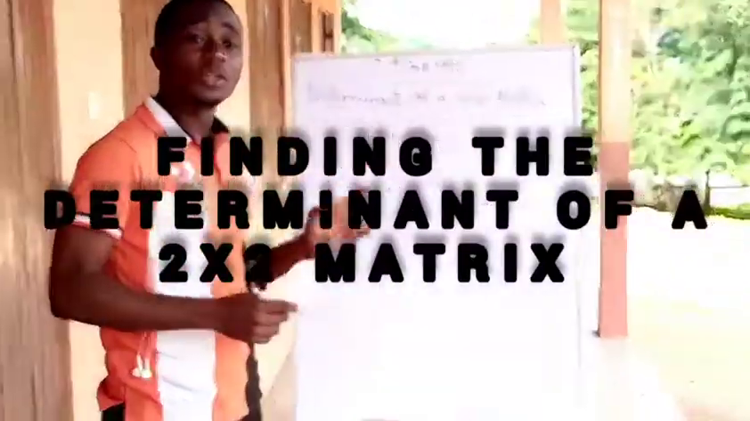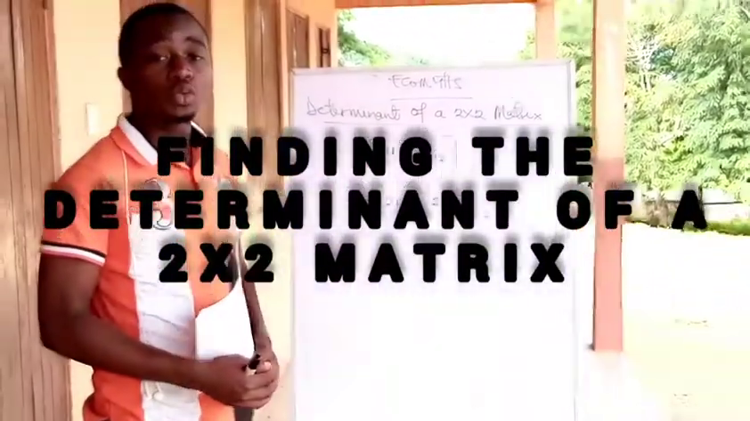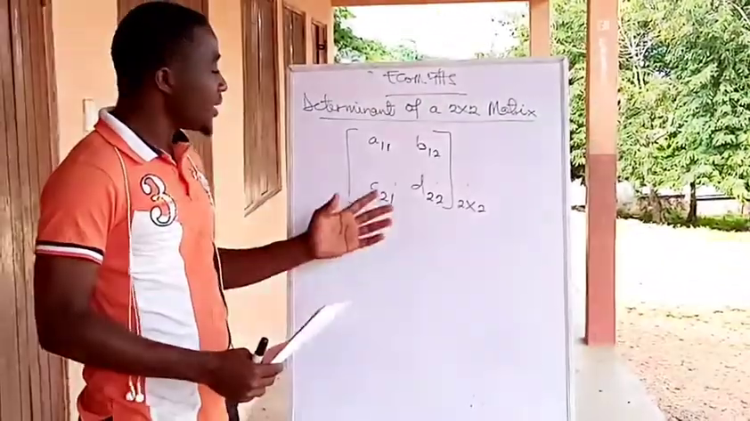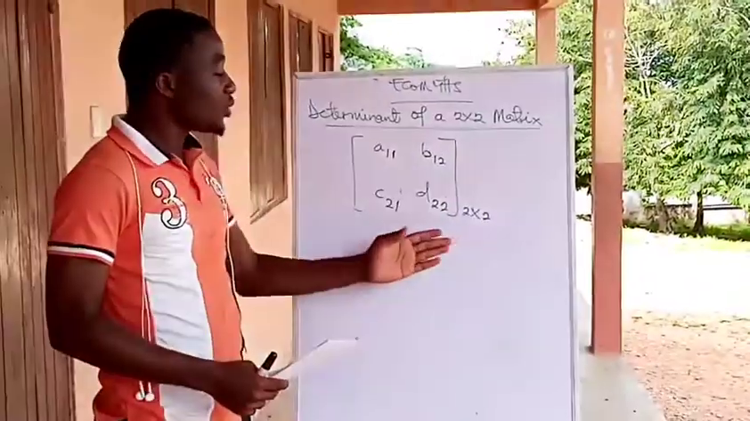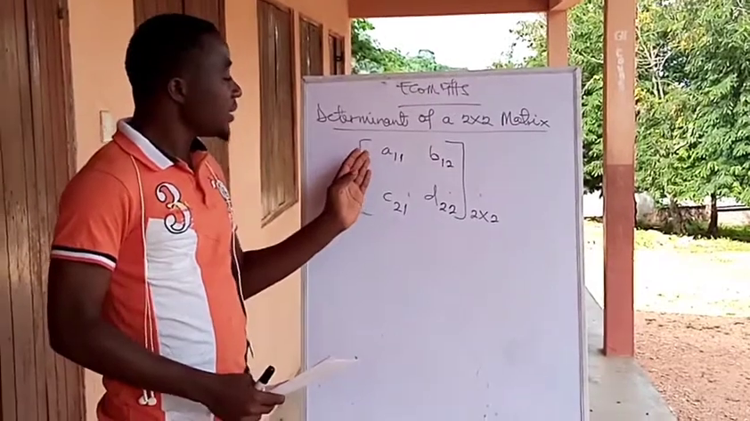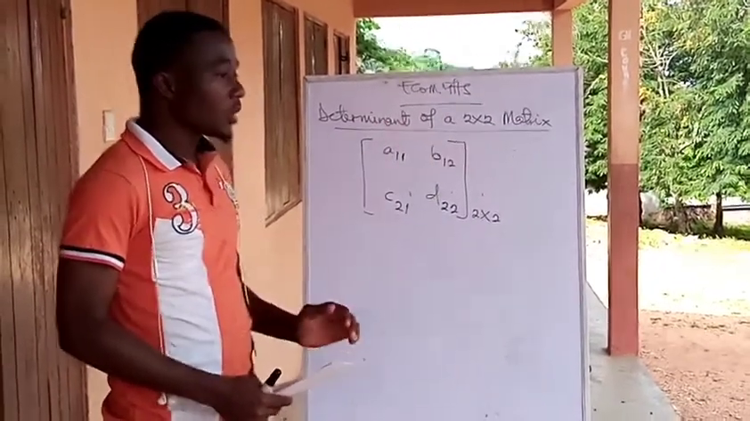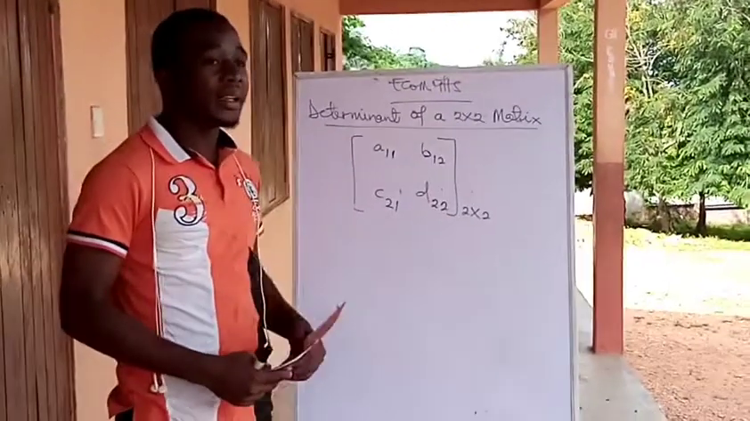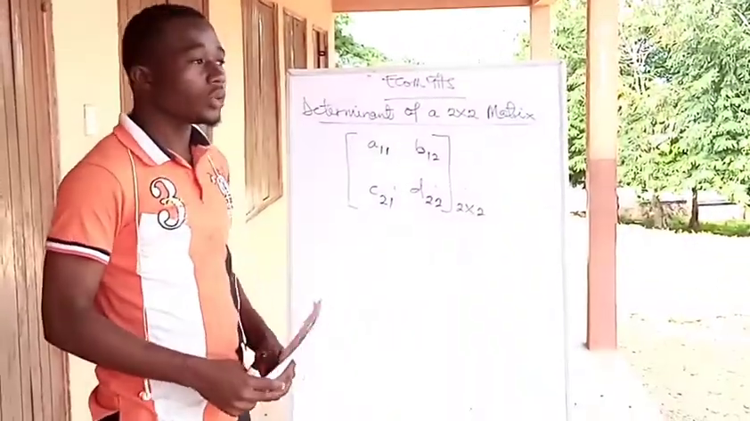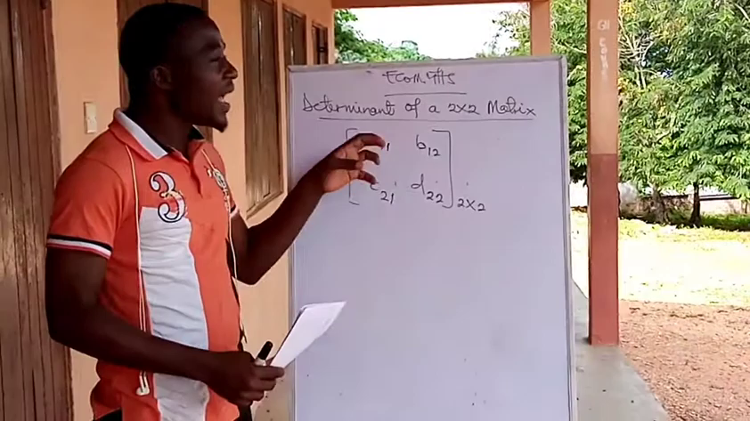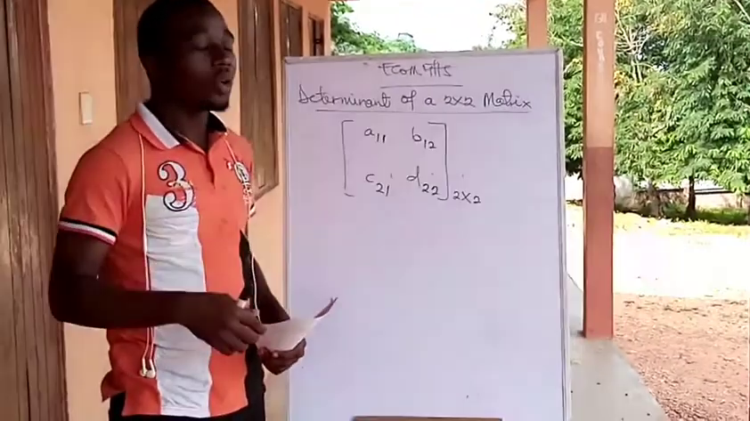Today we want to look at how you can find the determinant of a 2x2 matrix. So our matrix is A, B, C, D. Now we have a 2x2 matrix with rows and columns. The horizontal elements represent the rows and the vertical elements represent the columns. Every element is found on a particular row and column.